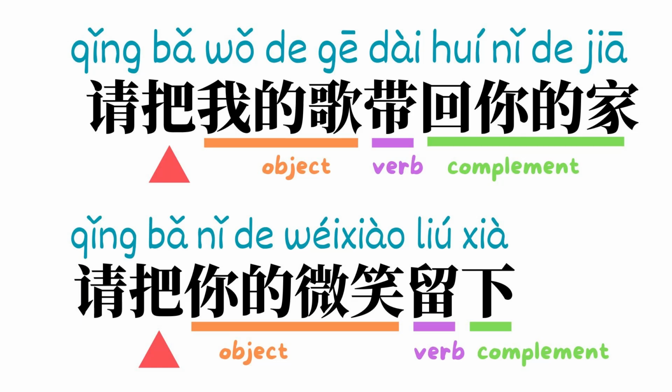What do I mean by this? Let's look at this song. The object here is 我的歌, my song, and how it is handled: you take it back home. And how about another object? 你的微笑, your smile. How is it handled? You leave it behind. So by using the 把 sentence, the speaker is telling you exactly what to do with these objects.